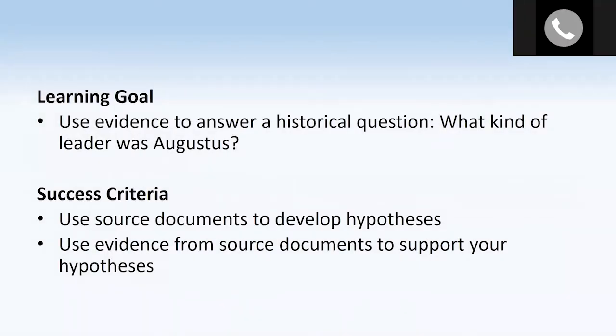okay, so this is a learning goal for a lesson that was part of a larger sequence of lessons. And I think this is one of the skills that you highlighted, Charlie, using evidence and making arguments, or making claims and supporting the claims from evidence. So the learning goal here, and this is middle school, was to use evidence to answer a historical question. And the question was, what kind of leader was Augustus, Roman Emperor Augustus? And the success criteria were to use source documents to develop hypotheses about what kind of leader.